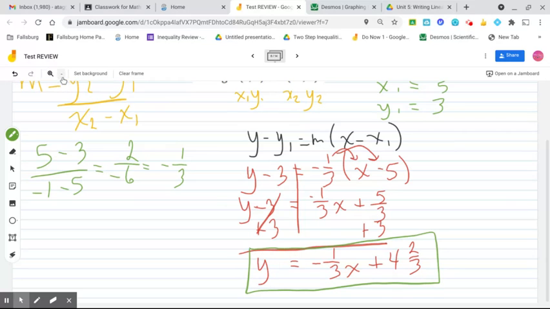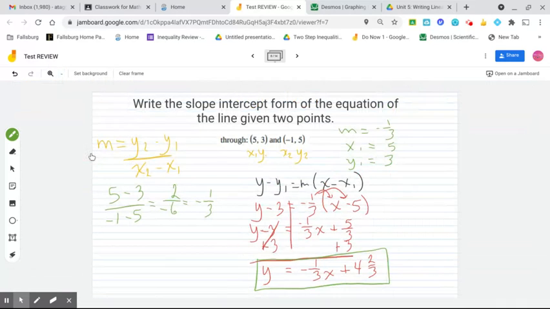So again, when we are trying to find the formula of a line, or writing the equation of the line through 2 points, find the slope first, choose one point as x1, y1, and plug it into our point-slope formula.